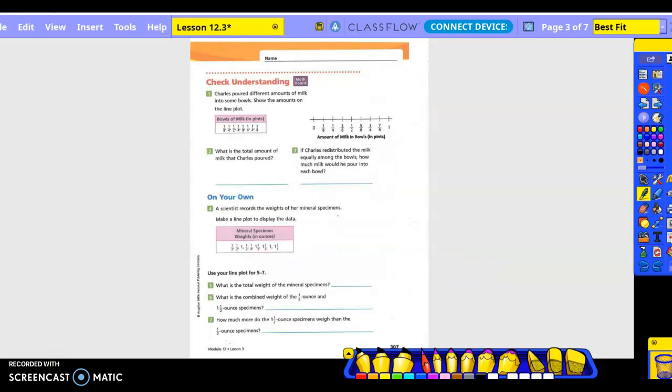Check for understanding. Number 1, Charles poured different amounts of milk into some bowls. Show the amounts on the line plot. So he has a 1/8, he has a 1/4, a 1/2, a 1/4, a 1/8, and then 3 1/4. So I have a total of 1, 2, 3, 4, 5, 6, 7, 8 X's. And I have 1, 2, 3, 4, 5, 6, 7, 8. So did I get everything plotted on my line plot?